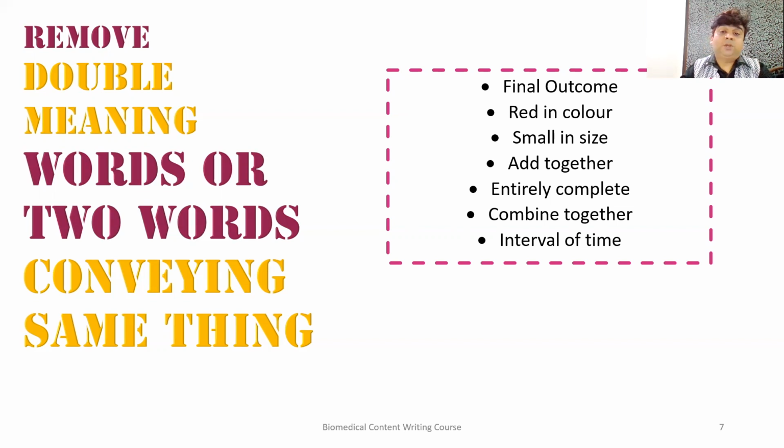Then add together. Add means together. So there is no point of writing add together. Entirely complete. Of course, when something is complete, it is entirely complete. So you can just write complete, not entirely complete. Then comes the combined together. When you combine something, you combine it together only. So there is no point of repeating the word combine with together. Then interval of time. If you're talking about time, it includes the interval. So there is no point of writing interval of time.